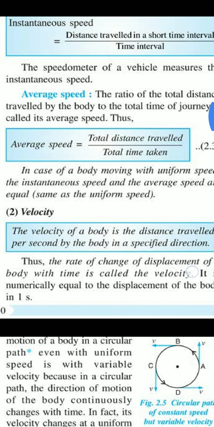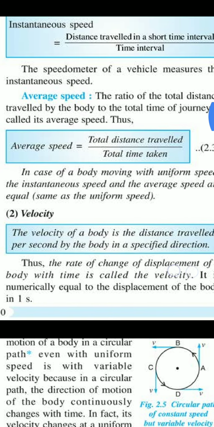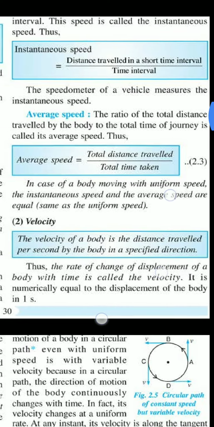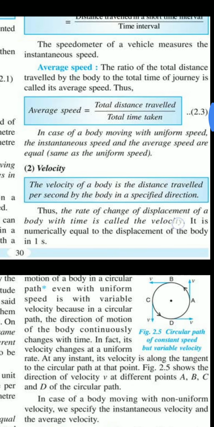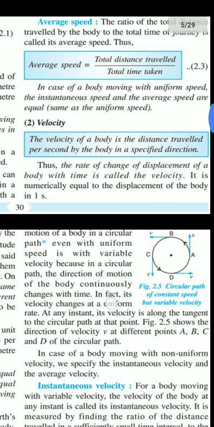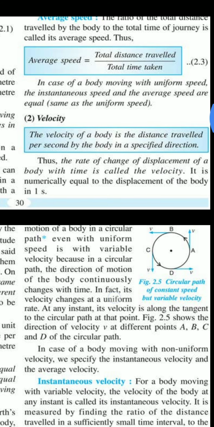So next thing is velocity. Velocity is the rate of change of displacement, or you can say distance traveled per second in a particular direction. Okay. So here the direction is involved, therefore velocity becomes a vector quantity.